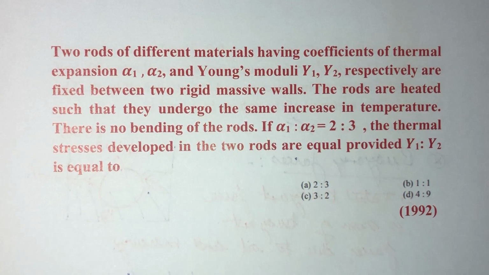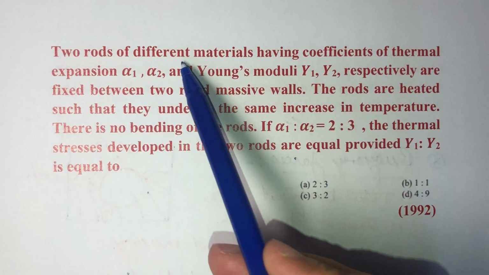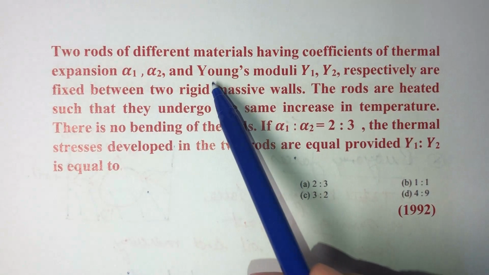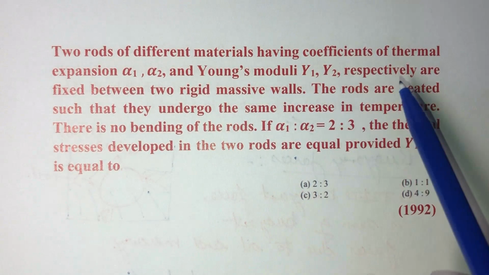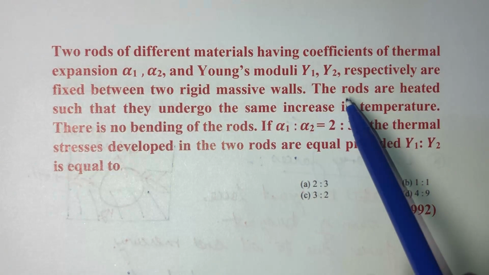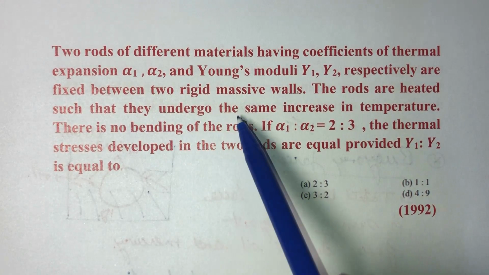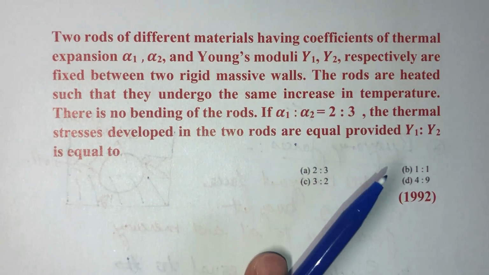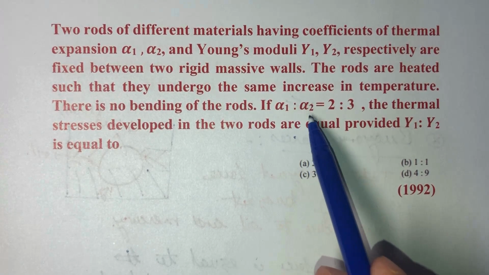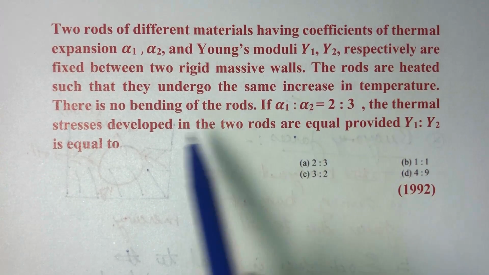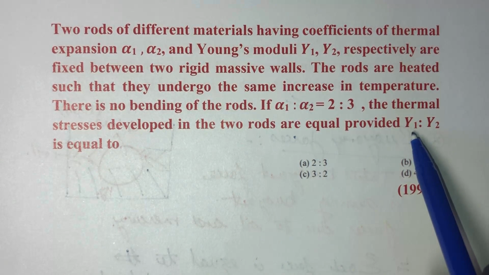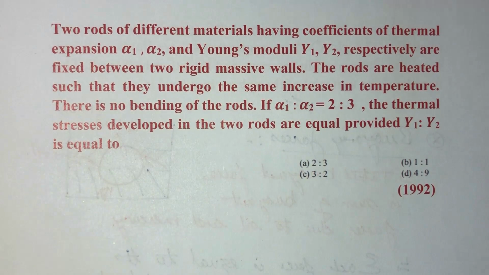Hello friends, today's question: two rods of different material having coefficient of thermal expansion alpha 1 and alpha 2 and Young's moduli y1 and y2 respectively are fixed between two rigid massive walls. The rods are heated such that they undergo the same increase in temperature. There is no bending on the rod. If the ratio of alpha 1 to alpha 2 is 2:3, the thermal stress developed in the two rods are equal provided y1 ratio y2 is equal to.